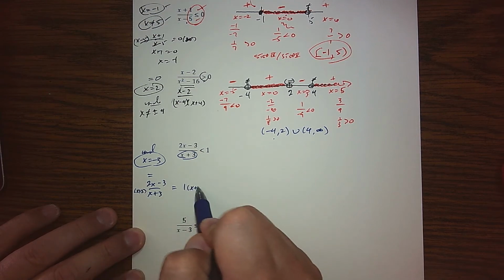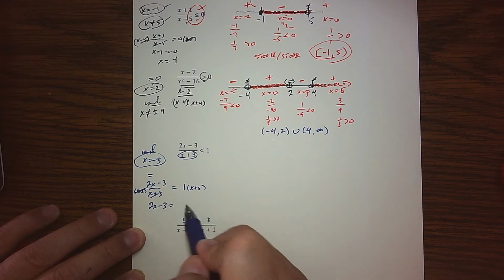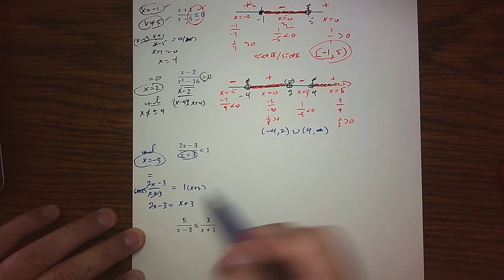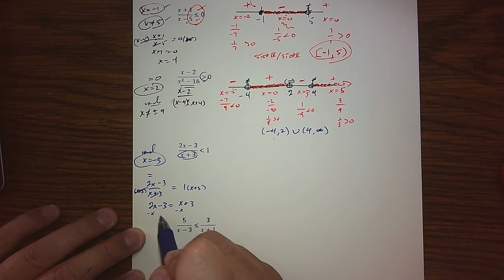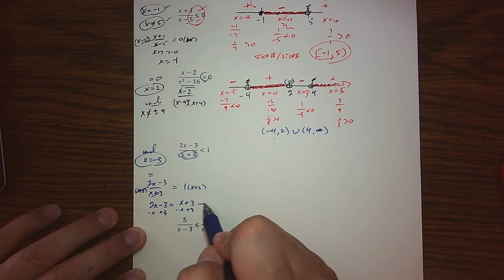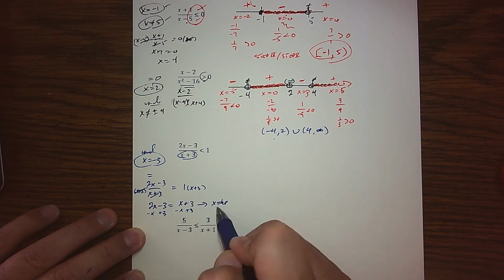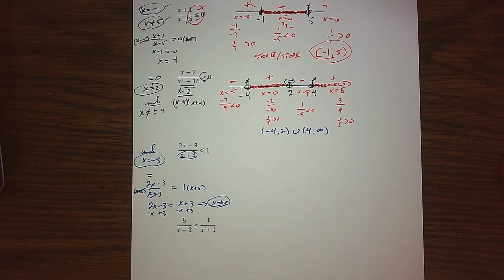So multiplying both sides by x plus 3 clears things out. We have 2x minus 3 equals x plus 3. Subtract x from both sides, add 3 to both sides. I think what we're eventually going to get is x equals 6. So there's the value that makes us equal.